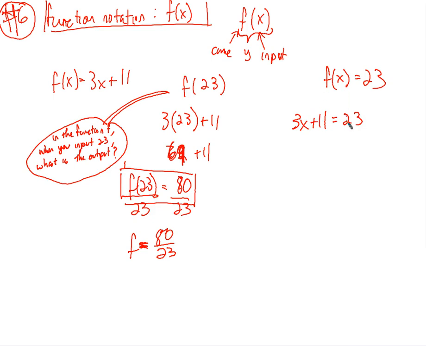So now look at that. All we need to do is solve for x. Okay? So we'll subtract 11 on both sides, and 3x equals 12. Subtracting 11 from 23 gives 12. And we divide by 3, x is 4. X is 4. Okay? So there's the difference. Here, what's the output when you put in an input of 23? Here, what's the input to get an output of 23? Okay?